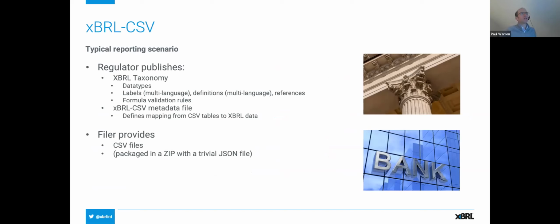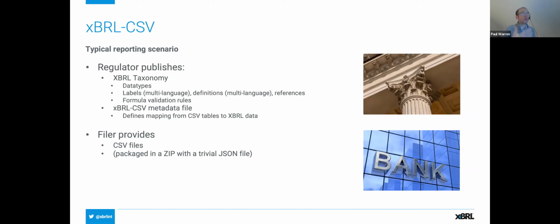So just to outline a typical reporting scenario with xBRL-CSV, how you'd actually use it in the real world. A regulator that wants to collect xBRL-CSV reports would publish an XBRL taxonomy, just as you would if you were collecting XML reports. And that defines the data types, labels, which of course can be multi-language, definitions, references, all the usual stuff that we're used to with XBRL. You can define formula validation rules. And then alongside that taxonomy, you publish xBRL-CSV metadata.